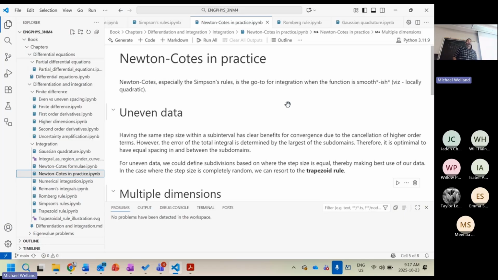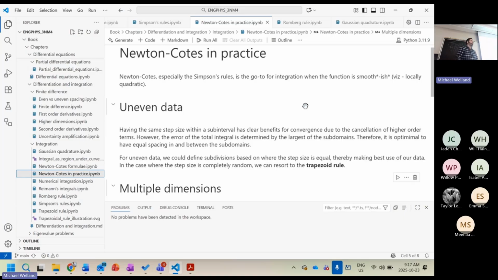Okay, Newton-Cotes, especially Simpson's rule, is the go-to for integration when the function is smooth-ish, right? I.e. locally quadratic. If you have uneven data, this entire framework falls flat on its face. It's all based on the Taylor expansion, which requires the same step between each data point.